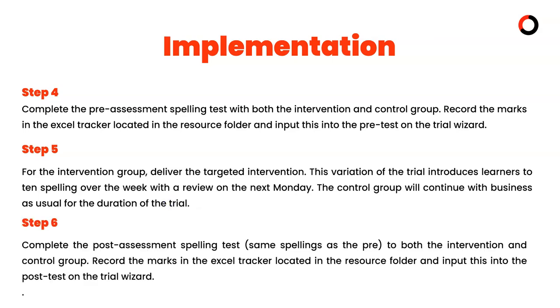Step 6. Complete the post-assessment spelling test, which is the same as the pre, to both the intervention and control group. Record the marks in the Excel tracker that's located in the resource folder, and then import this into the post-test on the trial wizard. If you then complete the process evaluation and then click Analyze, it will generate an impact report to explain how the intervention has worked in your school.